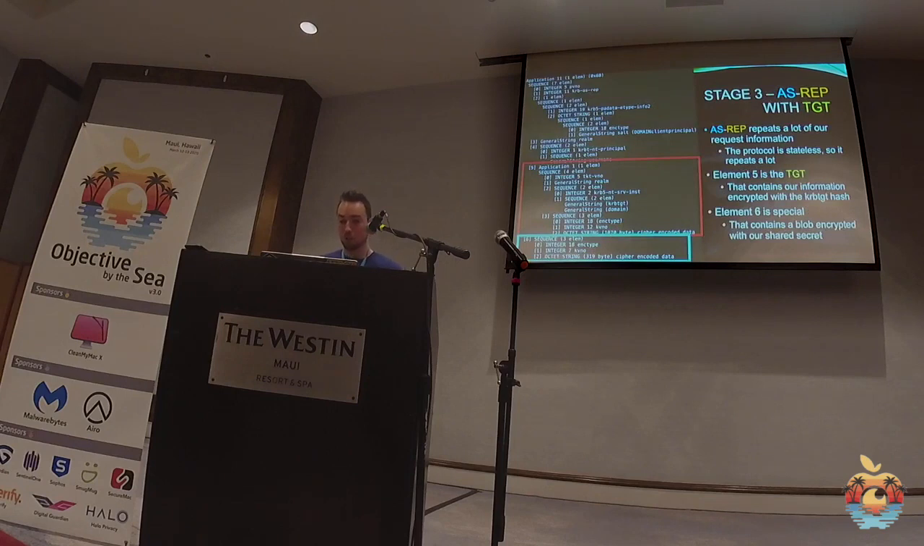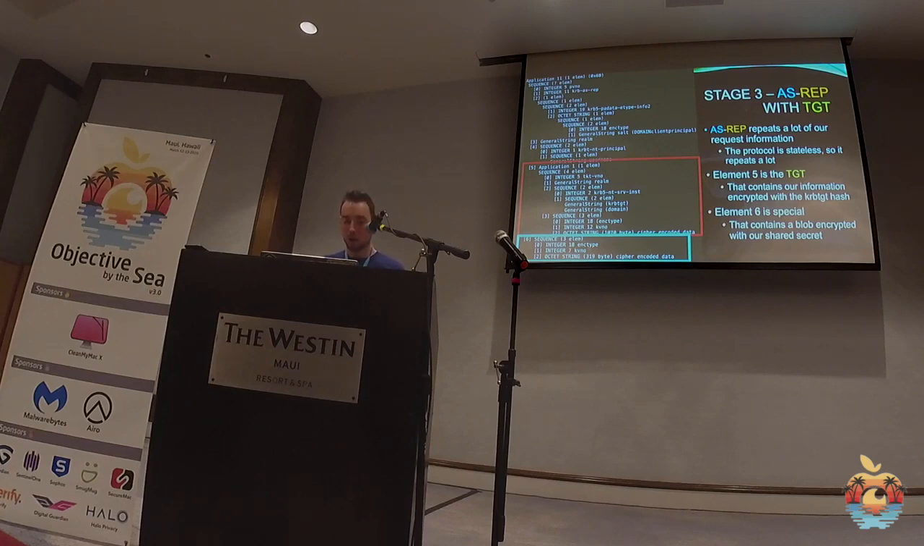So say we go through, we do that, we get this reply. This is the AS rep. This is the reply with our TGT. Because Kerberos is a stateless protocol, it sends back a lot of data every time because you're not able to track what's happening between each request. That's why you see all of this here. This is just a rehash of all the data we sent in our request. This part here, 5, is our actual TGT. This is the part that we care about.